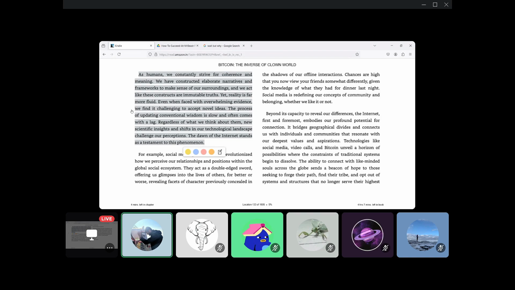As humans, we constantly strive for coherence and meaning. We have constructed elaborate narratives and frameworks to make sense of our surroundings, and we act like these constructs are immutable truths. Yet, reality is far more fluid. Even when faced with overwhelming evidence, we find it challenging to accept novel ideas. The process of updating conventional wisdom is slow and often comes with a lag. Regardless of what we think about them, new scientific insights and shifts in our technological landscape challenge our perceptions. The dawn of the internet stands as a testament to this phenomenon.